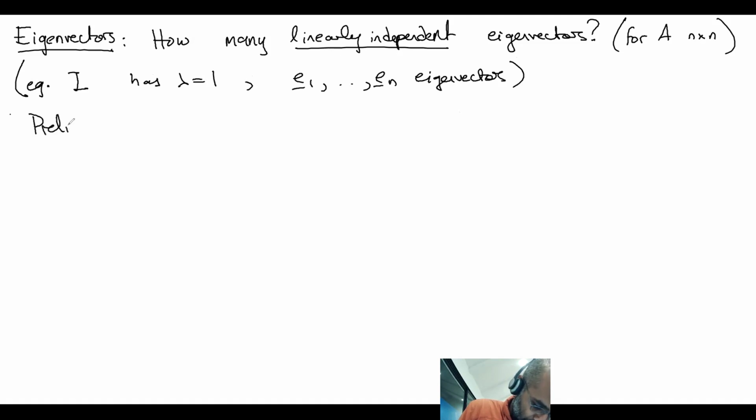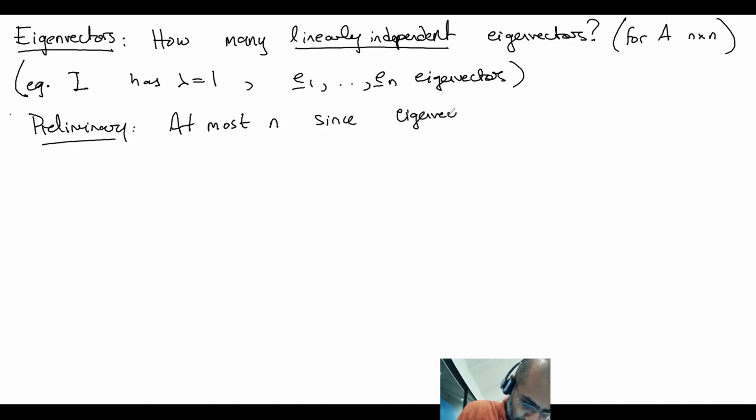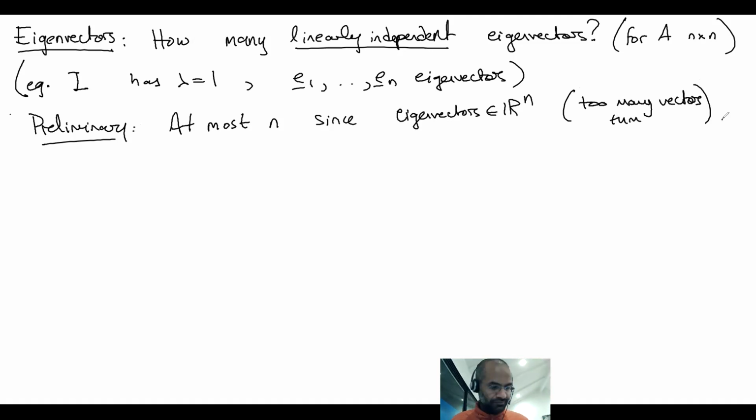So a preliminary bound is at most n because the eigenvectors are in Rn. So this is the too many vectors theorem, right? You can't have more linearly independent vectors than the dimension. Okay, so at most n. But we're going to be really interested in the question of when do you have exactly n linearly independent eigenvectors? This is going to be the key to answering the deep question at the beginning of the lecture. Okay, so important question.